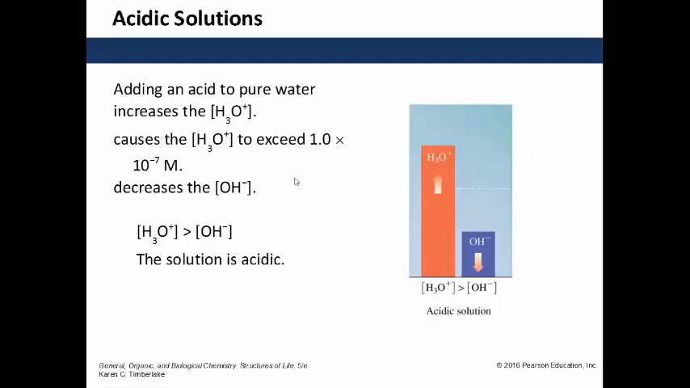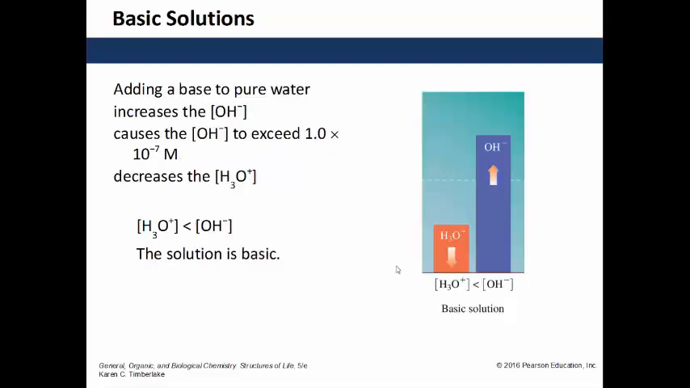Now acidic solutions. Adding an acid to pure water will increase the concentration of the hydronium ion in that solution. So this will cause that concentration to go up. It will also cause the hydroxide concentration to go down. So when you add an acid to pure water, you are forming an acidic solution. This concentration goes up, this concentration goes down. And the opposite of that will be true for basic solutions, also known as alkaline solutions. When you add a base to pure water, that will increase the hydroxide concentration. It will also cause the concentration of hydronium to go down. This solution would be considered a basic solution or an alkaline solution. Hydroxide concentration goes up when you add a base, and hydronium will go down.